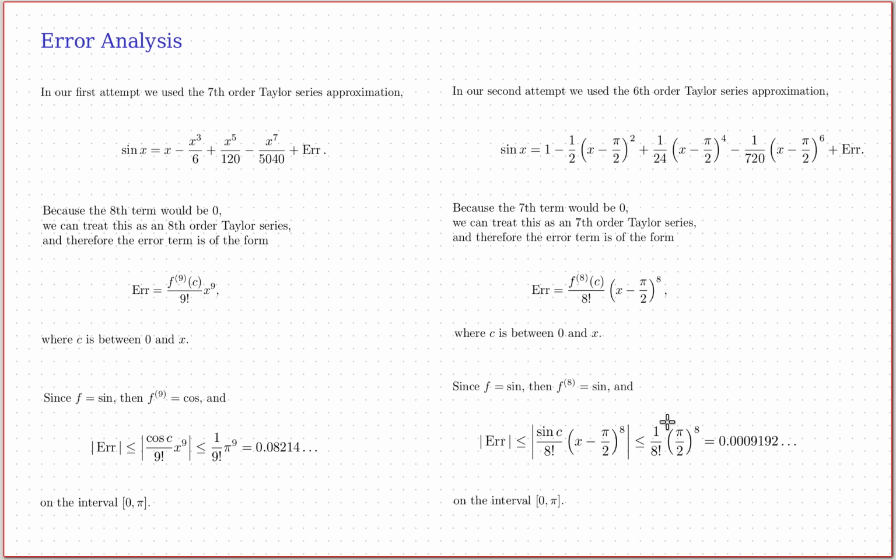And that's mainly because we were able to cut the distance we had to travel in half. This value x minus a here, in the Taylor error formula, is what makes the difference between these two polynomials. In this case, x minus a could be as big as pi, whereas in this case it can only be as big as pi over 2. We cut that distance in half, and when you raise 1/2 to the 8th power, it makes a big difference. So that's why we got a much better result in the second case.